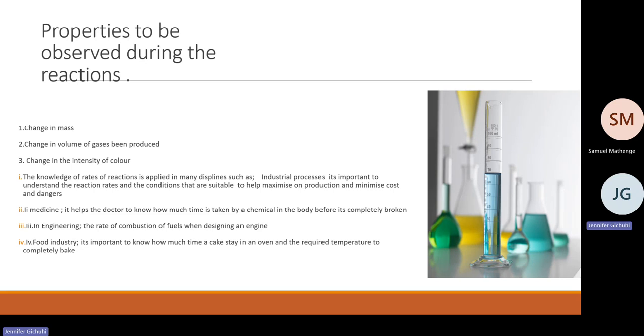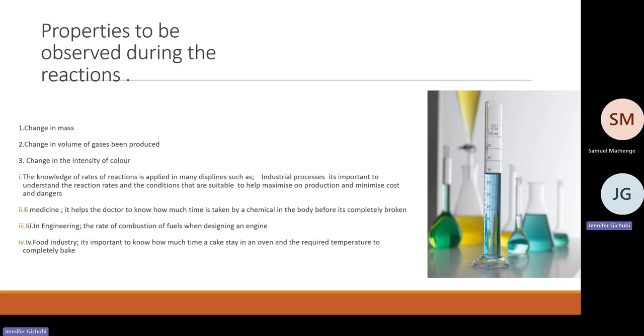I hope up to that far we are okay. We understand why the engineer needs to know about the rate of combustion of a fuel so that they are able to design that particular engine.